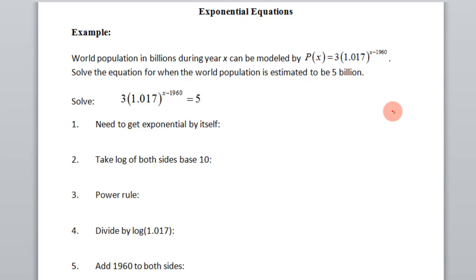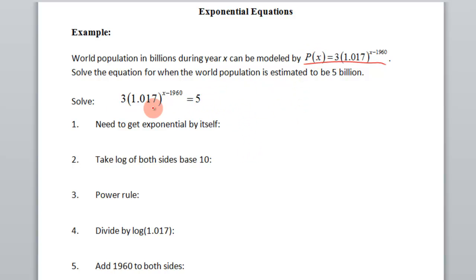Okay, here we're going to look at solving exponential equations with logarithms. Here's an example. It says world population in billions during the year x can be modeled by this equation here. Solve the equation for when the world population is estimated to be 5 billion. Now p of x is in billions and x is the number of years. So what they're saying is, when is p of x 5 billion?